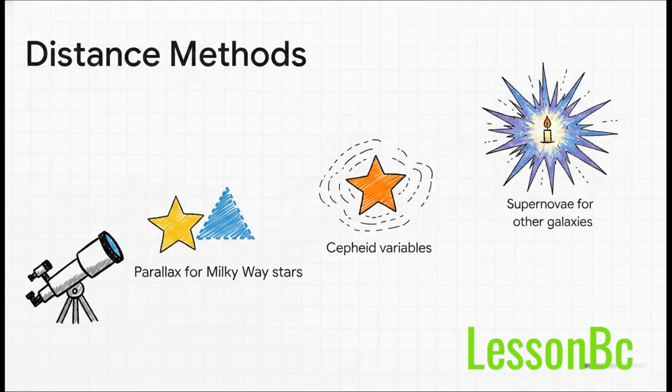For the closest rungs on the ladder, meaning the stars right next door in our own Milky Way, astronomers use a direct geometric method called parallax. But once we look out beyond our own galaxy, parallax completely breaks down. We're just too far away. So for distant galaxies, astronomers rely on something called standard candles. These are objects that have a known, predictable brightness. Cepheid variable stars are a classic example.